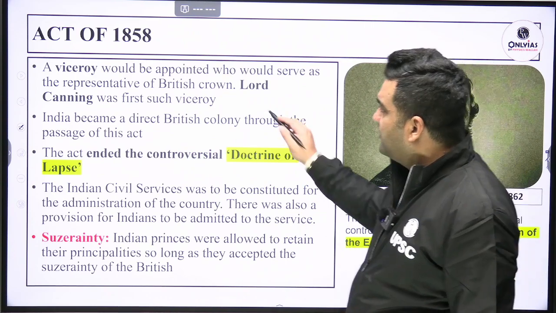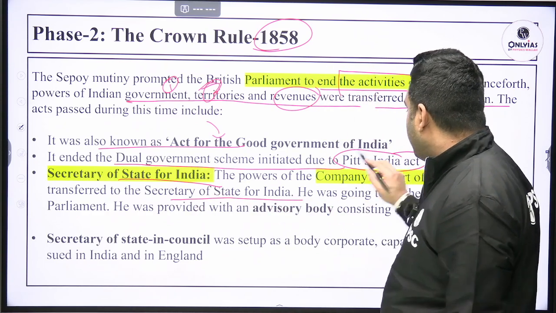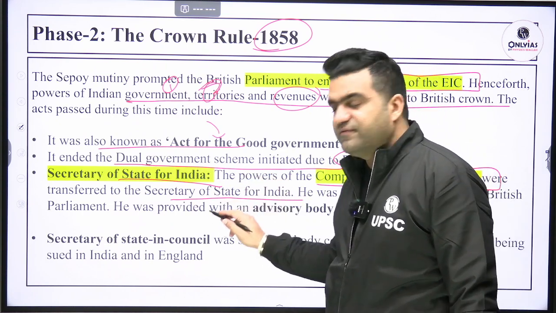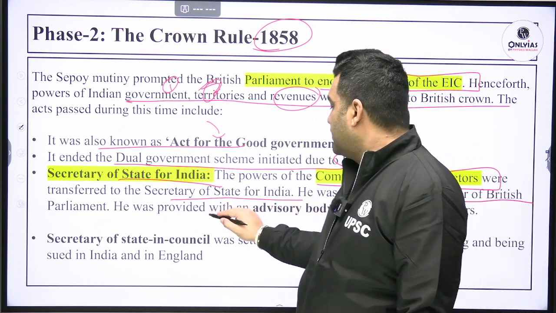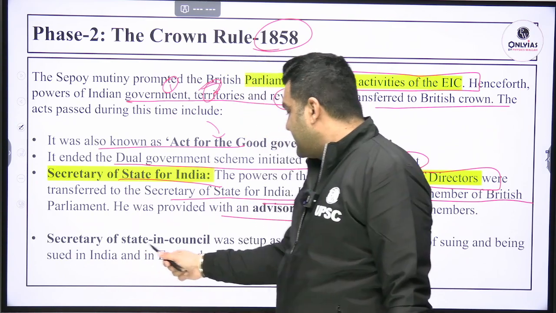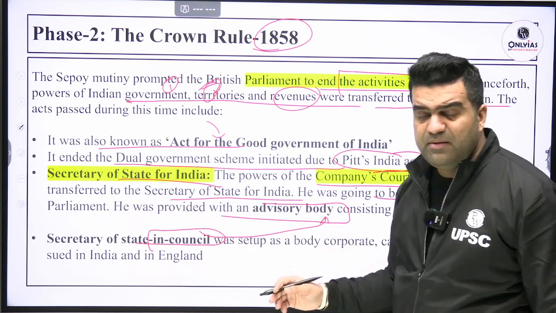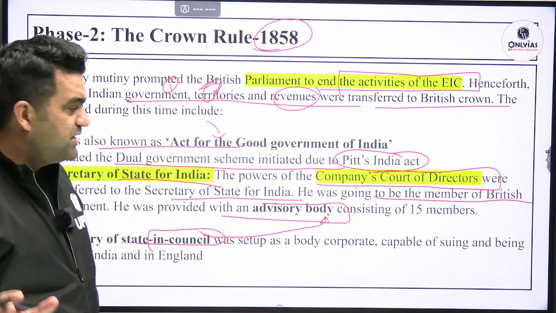Now, Act of 1858, we were here. The Secretary of State of India. The powers of the Company's Court of Directors were transferred to the Secretary of State for India. He was going to be a member of the British Parliament. He was provided with an advisory body comprising 15 members. Secretary of State in Council. Why Council? Because this advisory body of 15 members will be called the Council, Legislative Council.